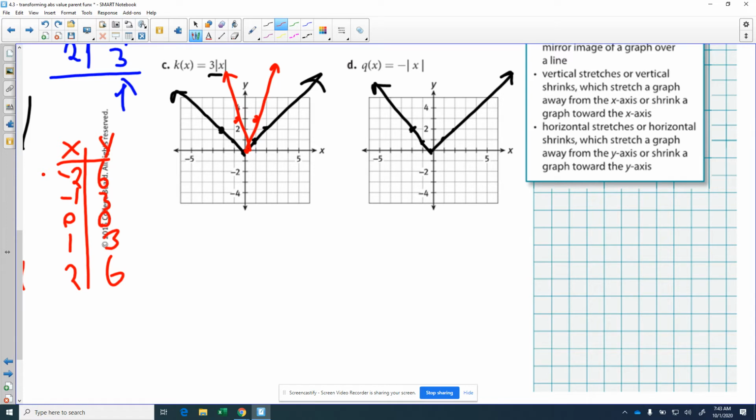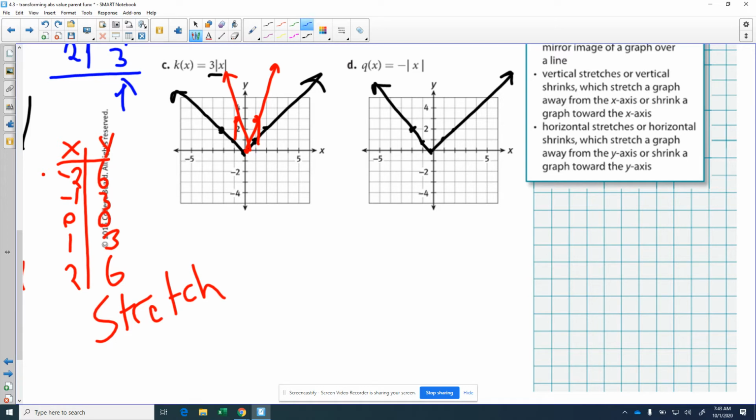This is what we call a stretch, because what it's doing is stretching my point. Instead of the point being here, it stretches it up to there. Instead of the point being here, it stretches it up to there. And anytime you have a multiplier on the outside, it's going to cause this.